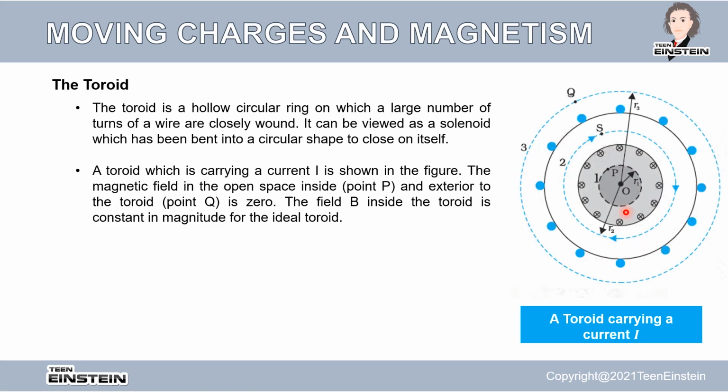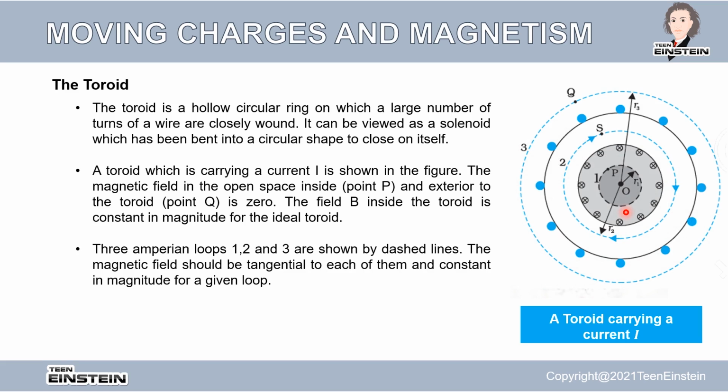Before calculating that, we need to assume some Amperian loops. In this case, we are taking 3 loops. The 3 Amperian loops, 1, 2 and 3, are shown by the dashed lines. The magnetic field should be tangential to each of them and constant in magnitude for a given loop. So let's look at the picture here. There is a loop here called 1 with radius R1.